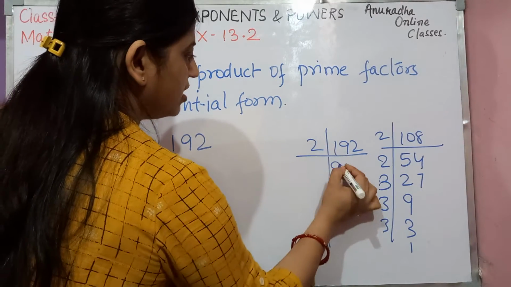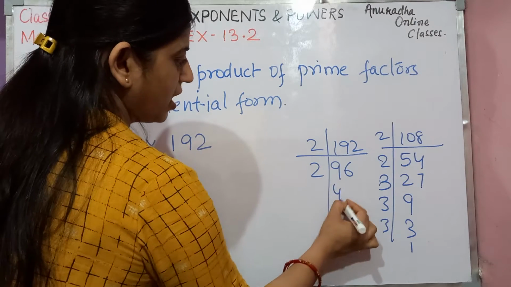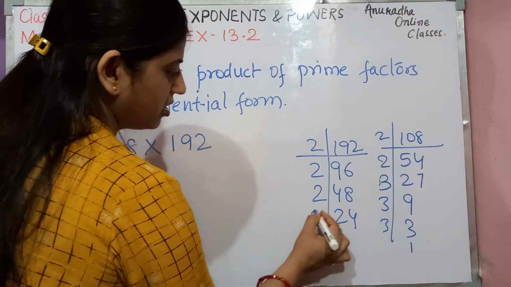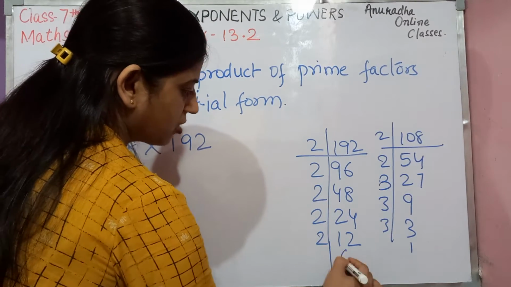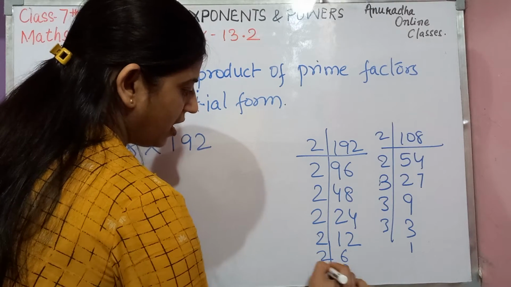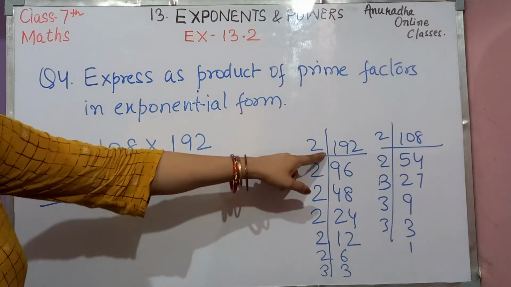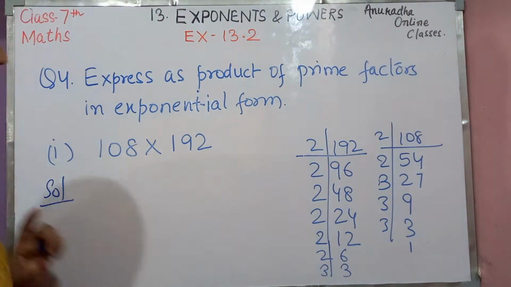This is 2 9s are 18 and 2 6s are 12. Then 2 4s are 8 and 2 8s are 16. Then 2 2s are 4 and 2 4s are 8. Then 2 1s are 2, 2 2s are 4. Then 2 6s are 12. Then 2 3s are, and then 3. Okay, so it is 192 के factors, prime factors ये हैं and 108 के prime factors ये हैं.